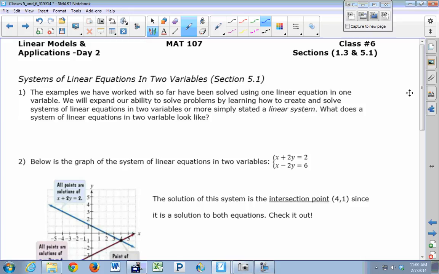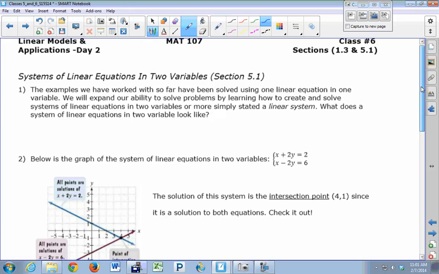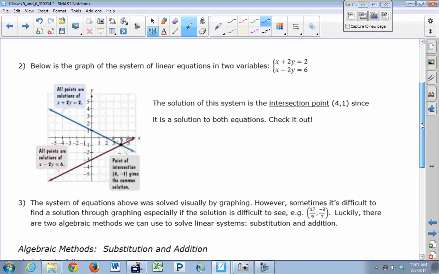Okay, so you probably have seen what a system of linear equations in 2 variables looks like. If you have 2 variables, you need 2 equations looked at simultaneously. In fact, when I was taking math, they were called simultaneous equations. Now they're called systems of linear equations.